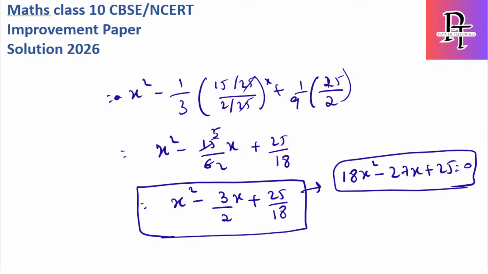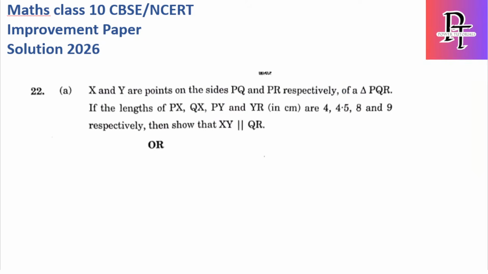Wait, small correction: it is 3 5s are x, so this is x square minus 5 by 2x, and 18 plus 90 by 2 is 45. So 18x square minus 45x plus 25 is equal to 0 is the equation. Or else if you stop it here also, this is also the right answer. Okay, let's move to the 22nd.